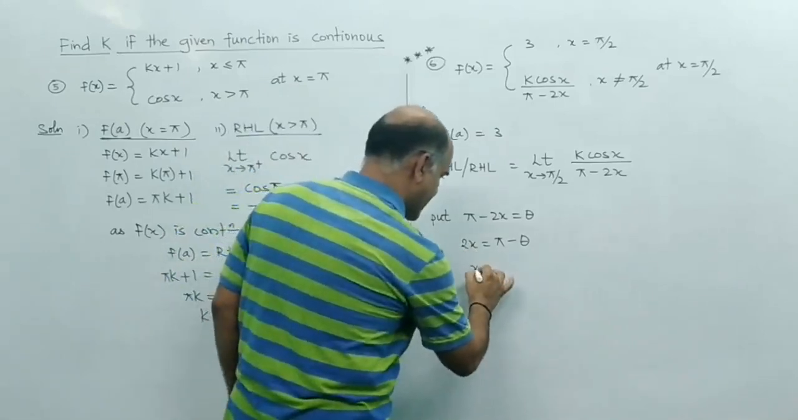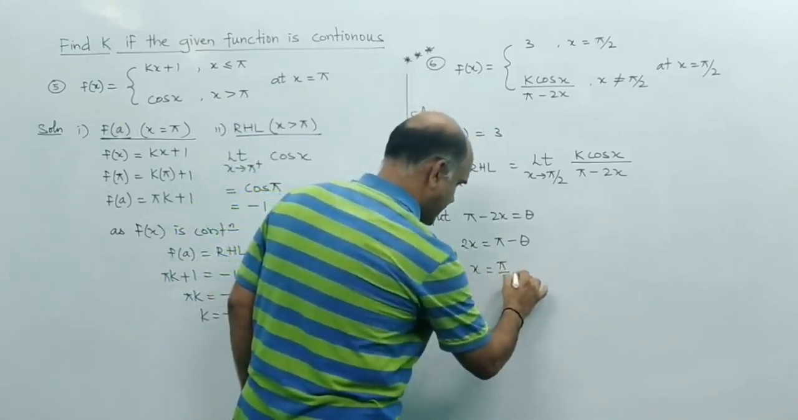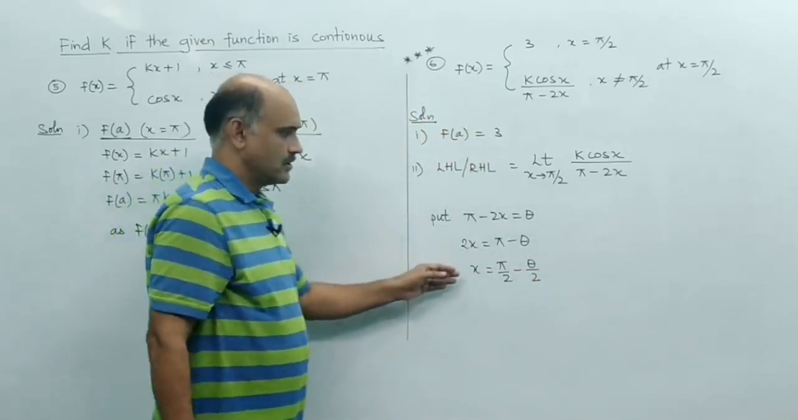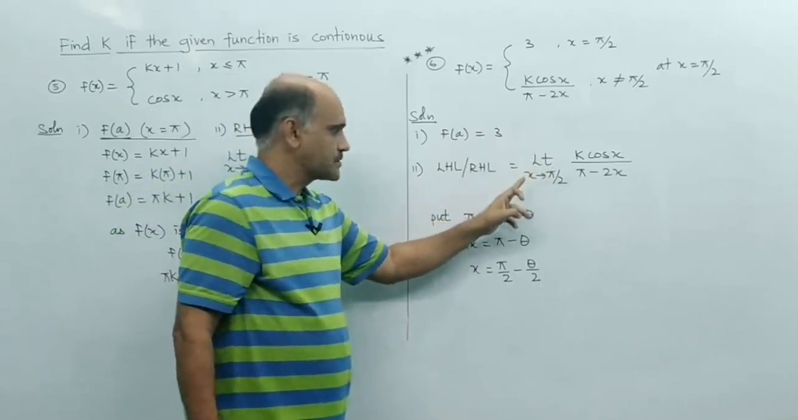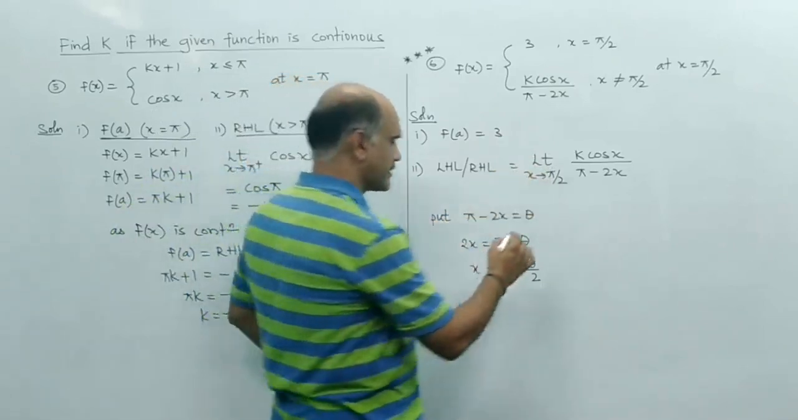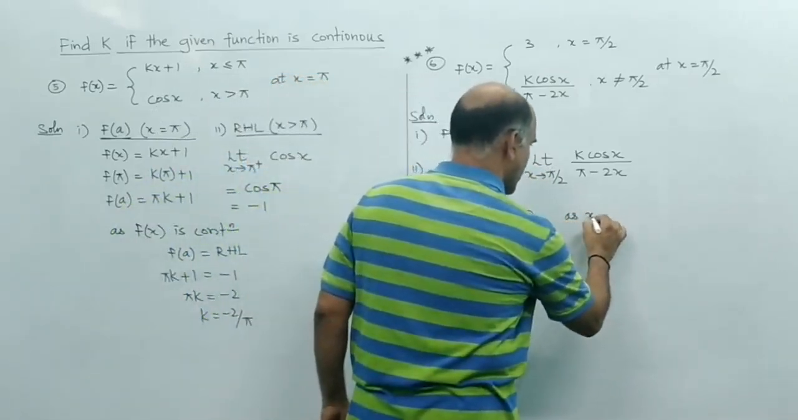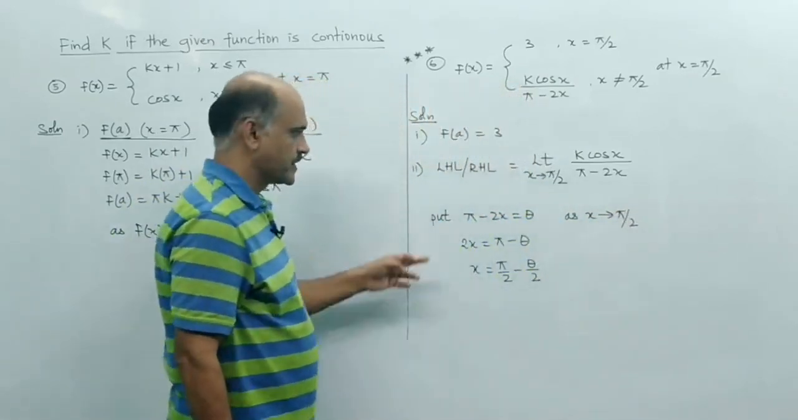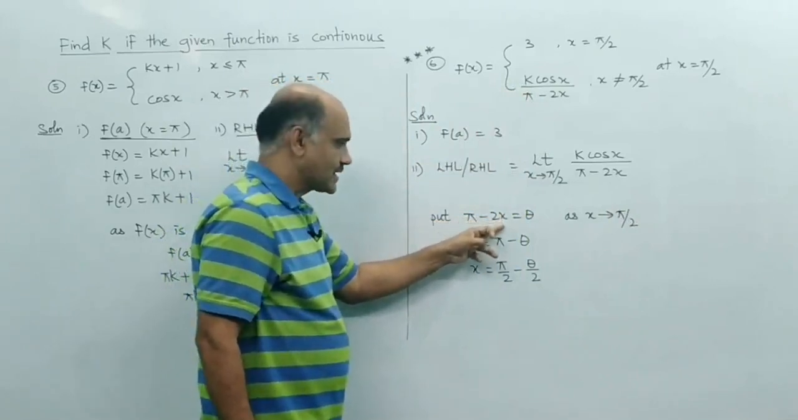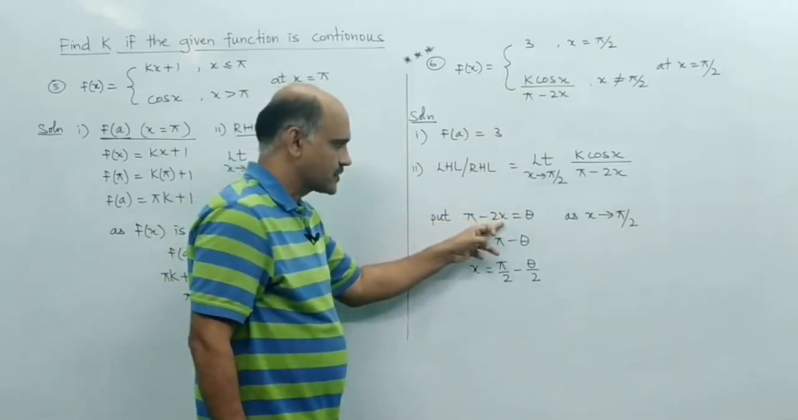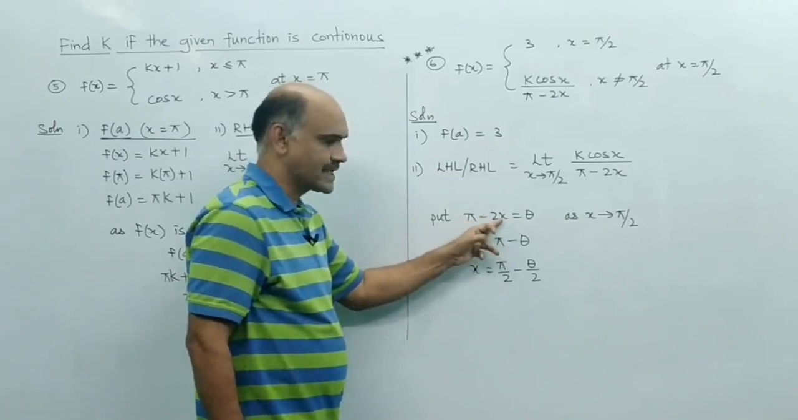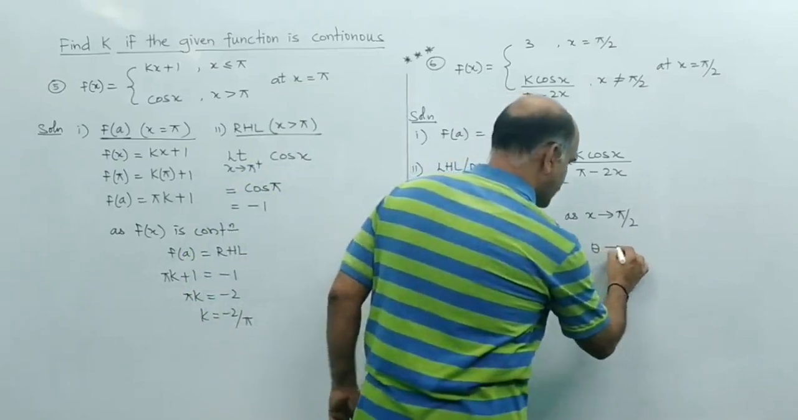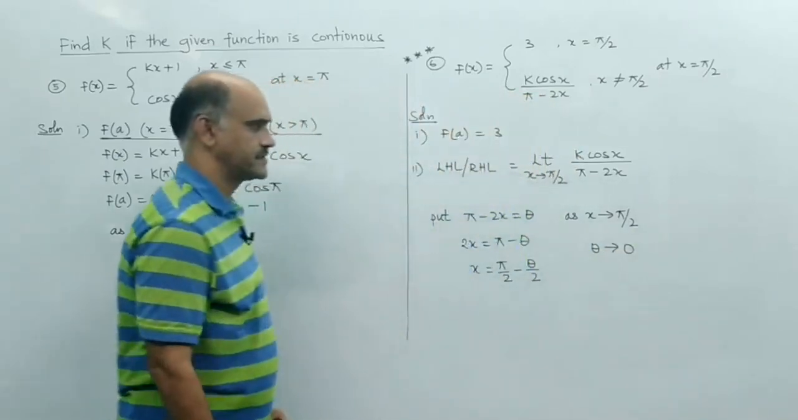Dividing by 2, now x is equal to pi by 2 minus theta by 2. So substitute this. Before substituting, you should even change the limit. As x tends to pi by 2, put x as pi by 2 here, the 2 cancels, this becomes pi, and pi minus pi will be 0. So as x tends to pi by 2, theta tends to 0.